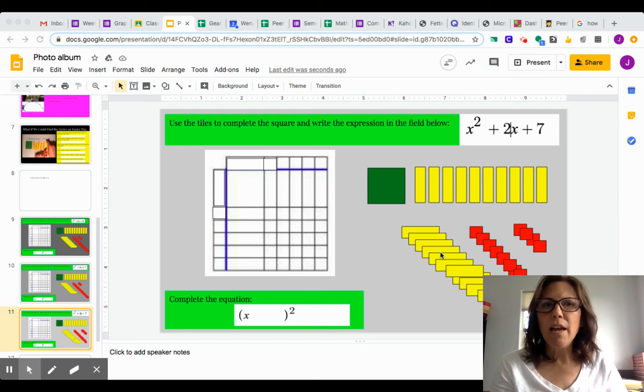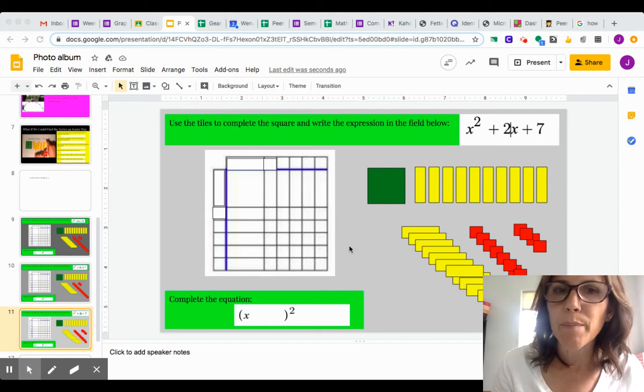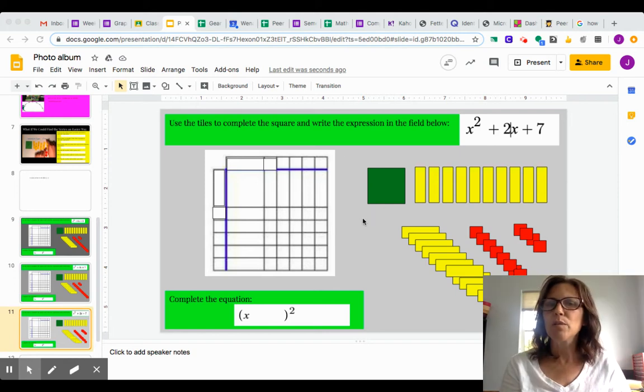So in this slide, the question is asking you to use the tiles over here to the right to complete the square and write the expression in the field below. So our expression here in standard form is x squared plus 2x plus 7. Hopefully you watched the video above, and we're doing the exact same things. We're just going to actually click on these tiles and move them.